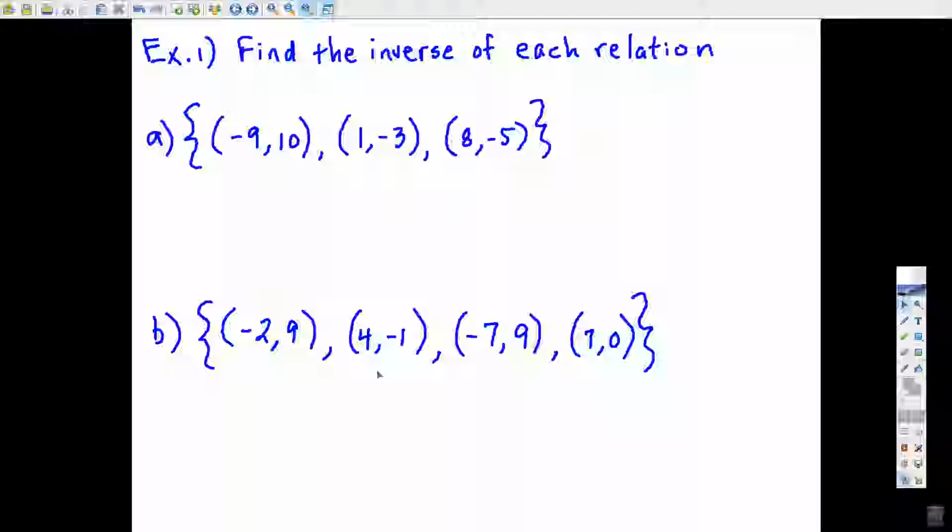A relation is just a set of ordered pairs. So I have two different relations pictured here. If you're given a set of ordered pairs and you're asked to find the inverse, and this is pretty helpful when it comes to graphing, and you'll see that in just a little bit, it's pretty simple to come up with the inverse of a relation. We literally switch the coordinates within each pair. So if I wanted to know what the inverse would be, I would just take each ordered pair and switch the x and y coordinates.